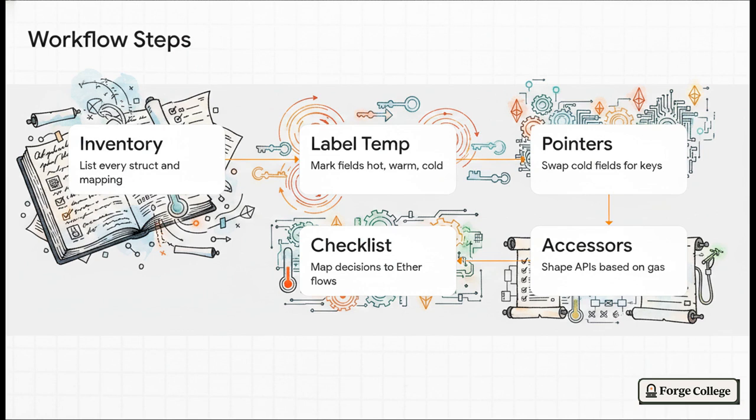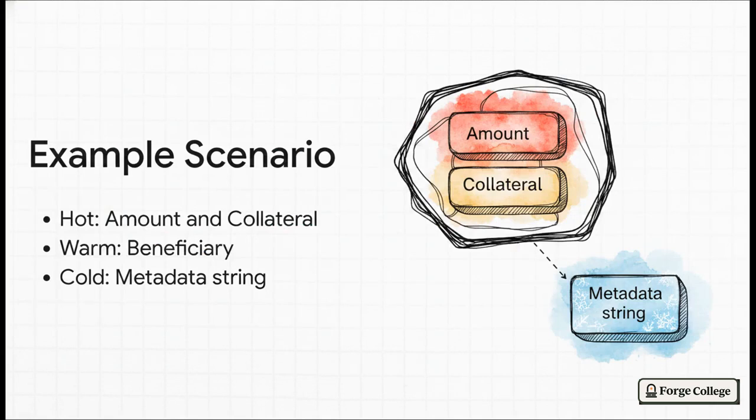Step three, look at those freezing cold fields and swap them out for reference pointers. Step four, shape your accessors based on those gas trade-offs we just talked about. And finally, step five, map all these decisions into a concrete checklist for your actual ether flows. It's really that simple. Let's actually apply this workflow to a real scenario.